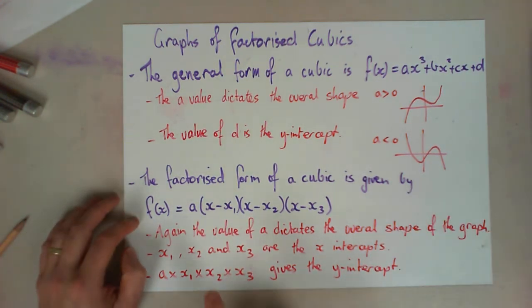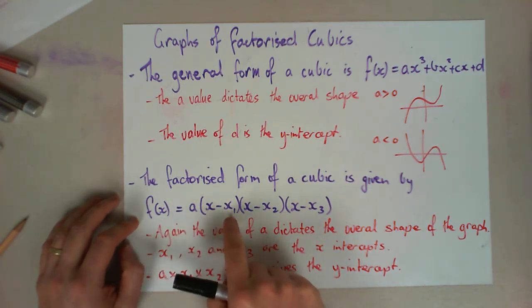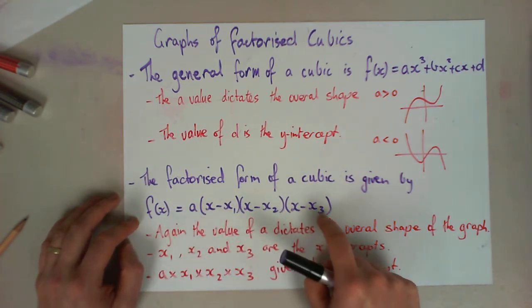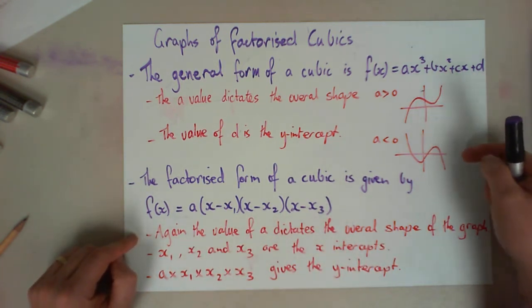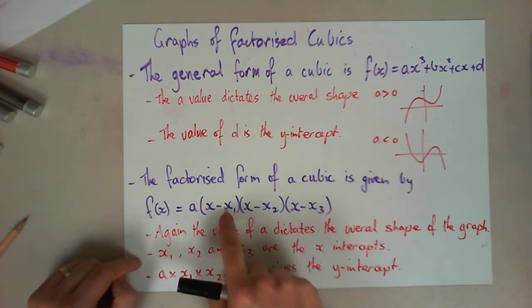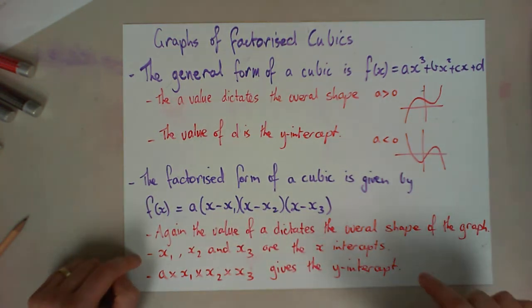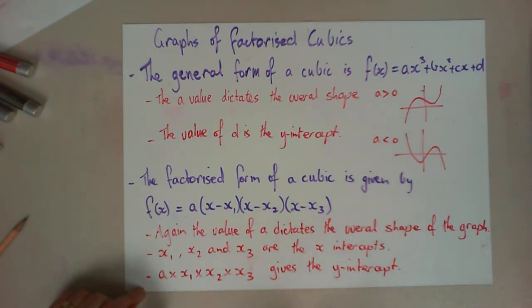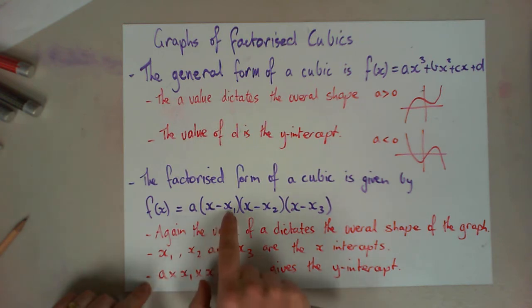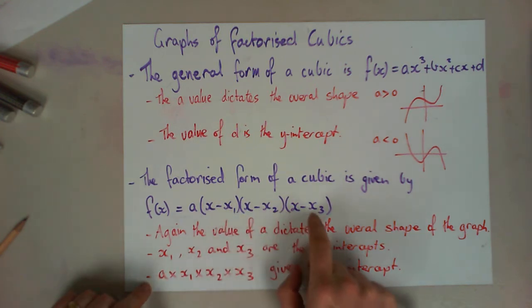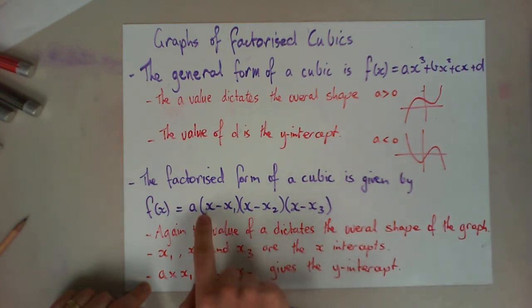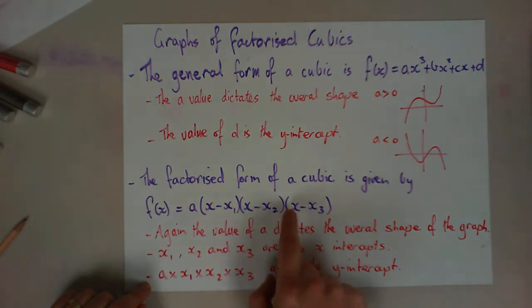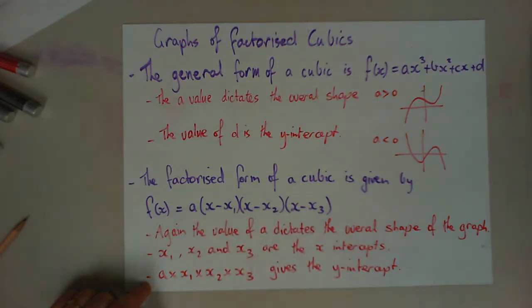That's given by a out the front of x take x1, x take x2, and x take x3. Again, that value of a dictates the overall shape of the graph in exactly the same way as what we saw here. x1, x2, and x3 are all our x-intercepts, these ones here. The y-intercept we can still find quite easily. We just multiply these values, x1, x2, x3, and a together, and that's the equivalent of saying our x is 0. So what would we be left with? These things multiplied together.